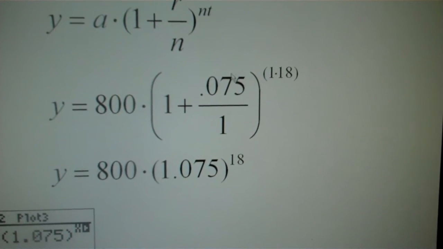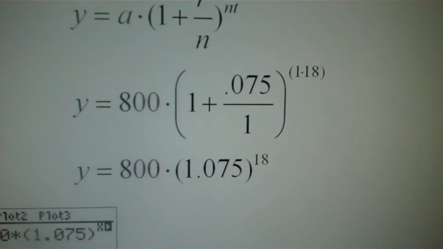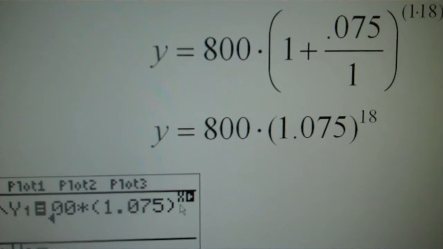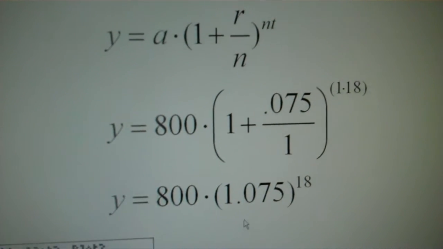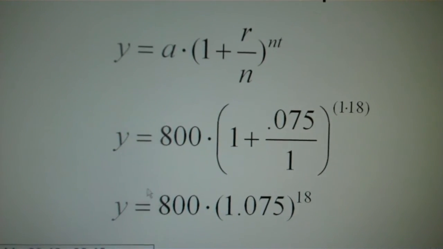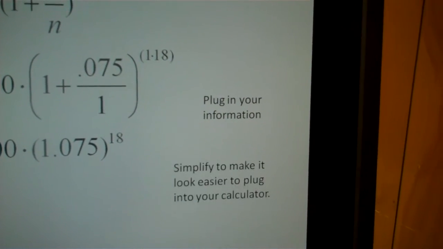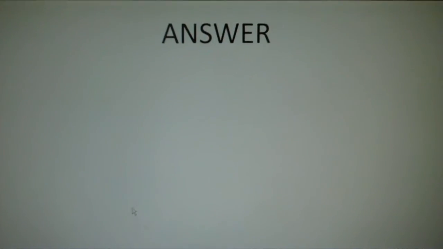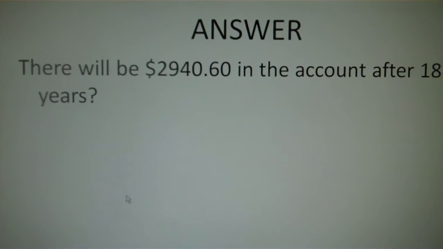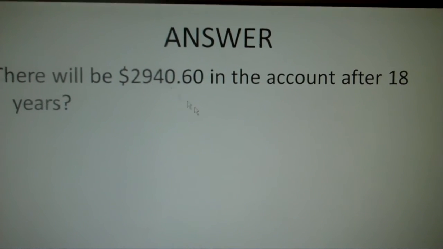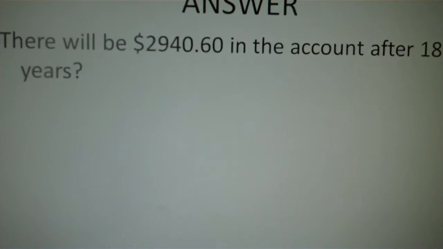Here all I did was simplify everything inside of the parentheses. You can plug it into y equals, but instead of putting 18, you would need to put x. Otherwise, you can plug it into your home screen on your calculator. Alright, the answer would be $2,940.60 in the account after 18 years.